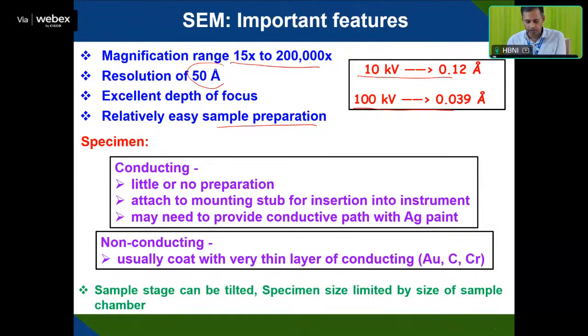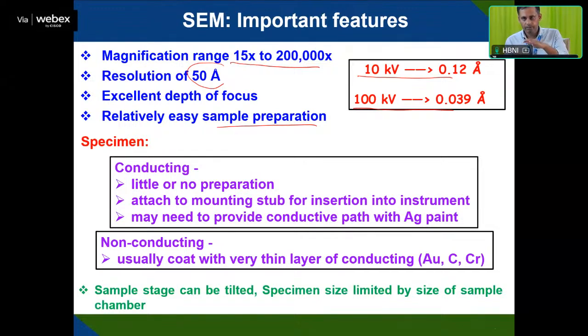You just attach it to the sample stage. Your conducting sample can be attached directly using double-sided black tape, or put in a brass stub. You can also disperse it in a highly evaporating solvent like acetone, then drop cast it on your substrate and mount it onto the stage. It is attached to the mounting stub for insertion in the instrument, and it may need a conducting pathway.